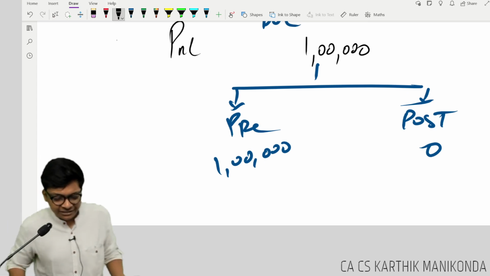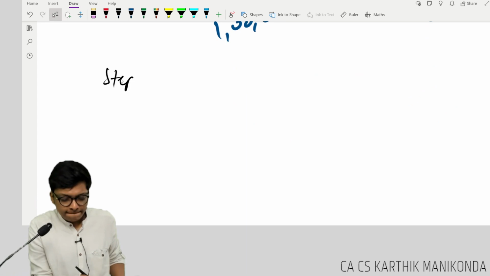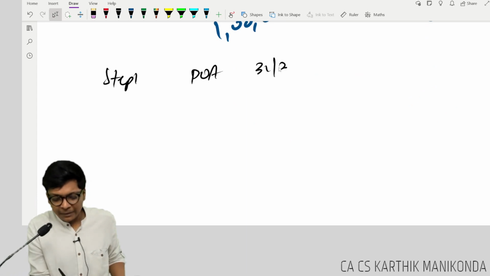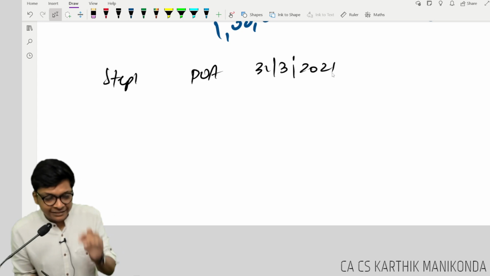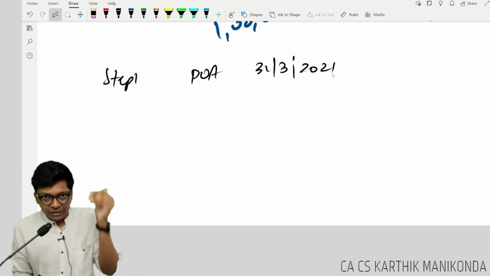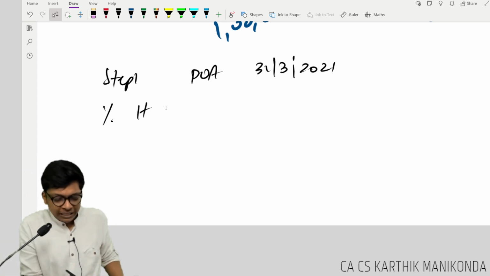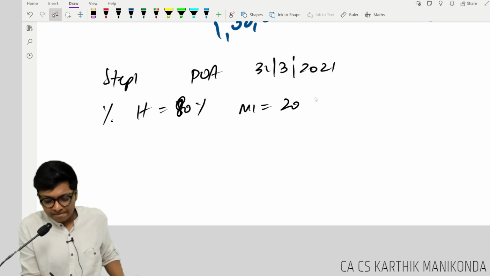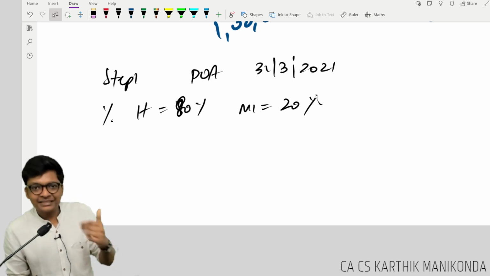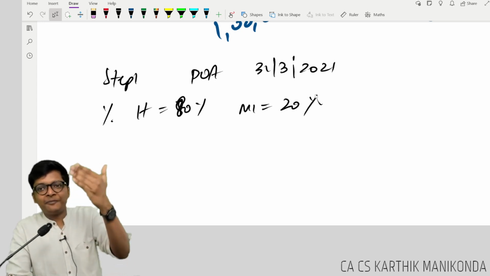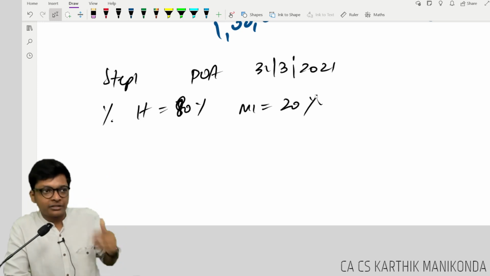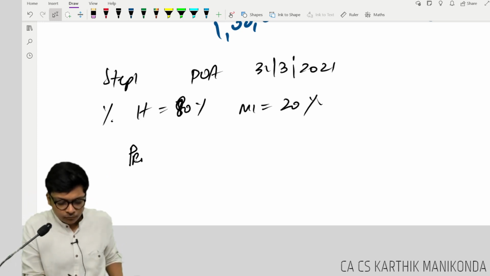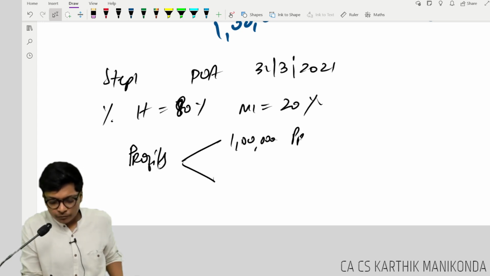How much? So let me write the steps again. Step 1, date of acquisition 31st March 2021. You need to write this in the solution. You can't keep it in mind. You have to write that. Next, percentage. H is 80%, sorry, and minority interest is 20%. Next step 1 we did. In exam, you don't have to write step 1, step 2. You can write working note 1, working note 2, working note 3. Next, computing profits analysis, where 1 lakh is pre, 0 is post.